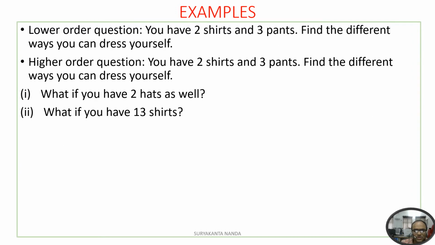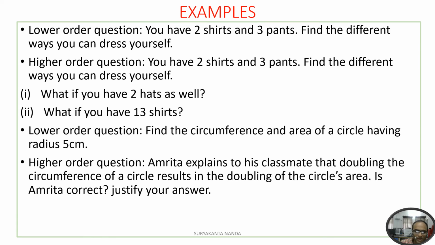Some more examples. One lower order question may be of this form: you have 2 shirts and 3 pants. Find the different ways you can dress yourself. This is a question of the fundamental principle of counting. And instead of asking this, we may ask like this also: you have 2 shirts and 3 pants. Find the different ways you can dress yourself. What if you have 2 hats as well? What if you have 13 shirts? Like this, some thought-provoking questions would be there.